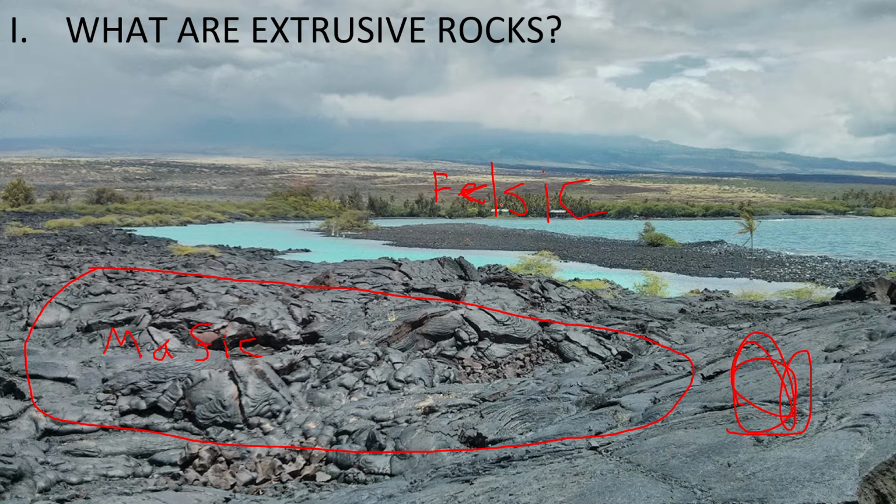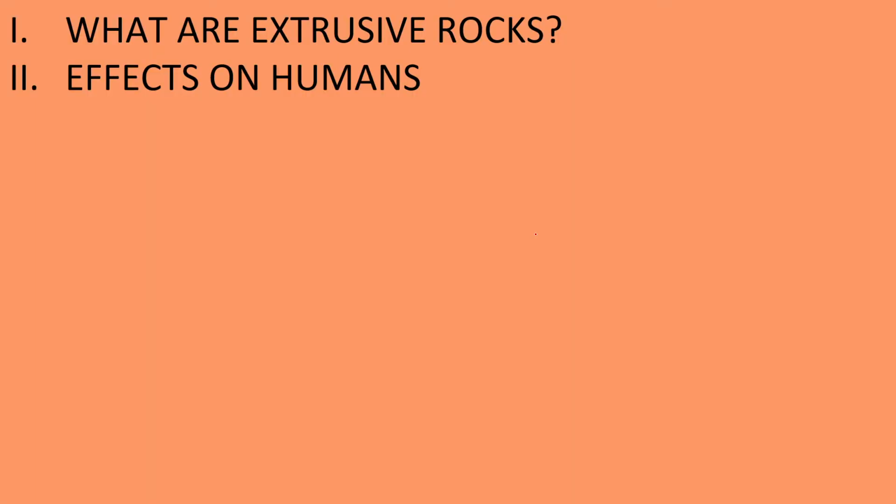Felsic. Whatever. You get the point. And felsic stuff is lighter colored, it's lighter elements, and it's primarily silica, or stuff that has a lot more silica in it.